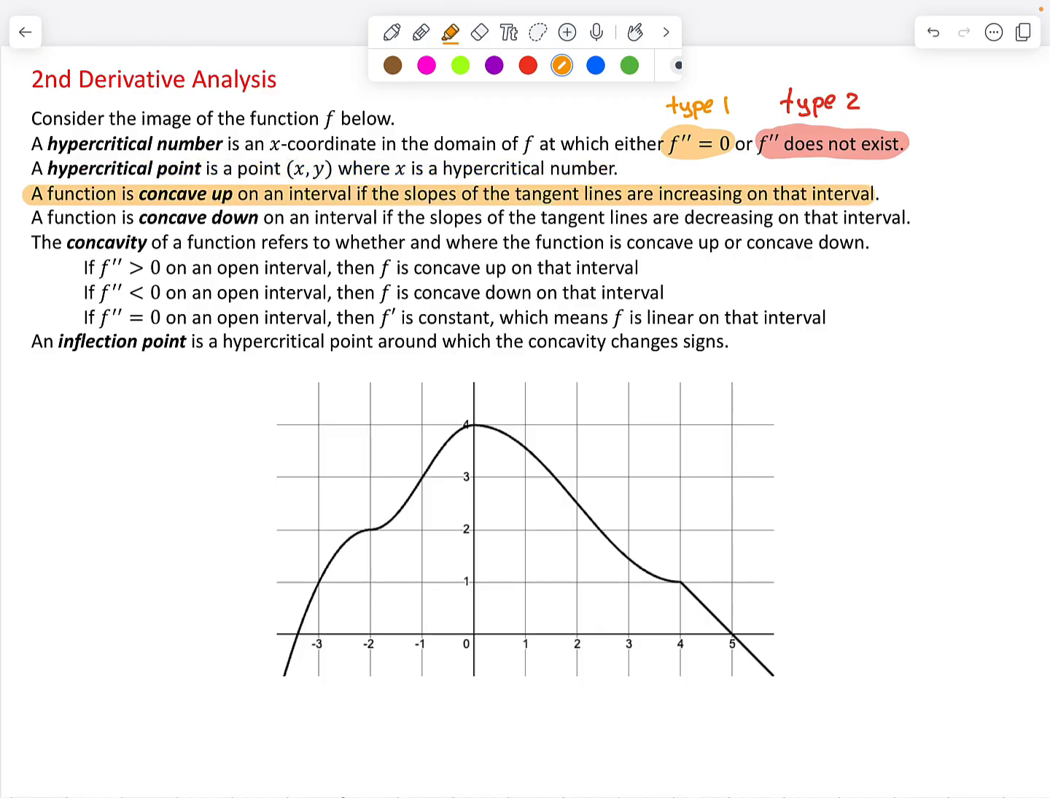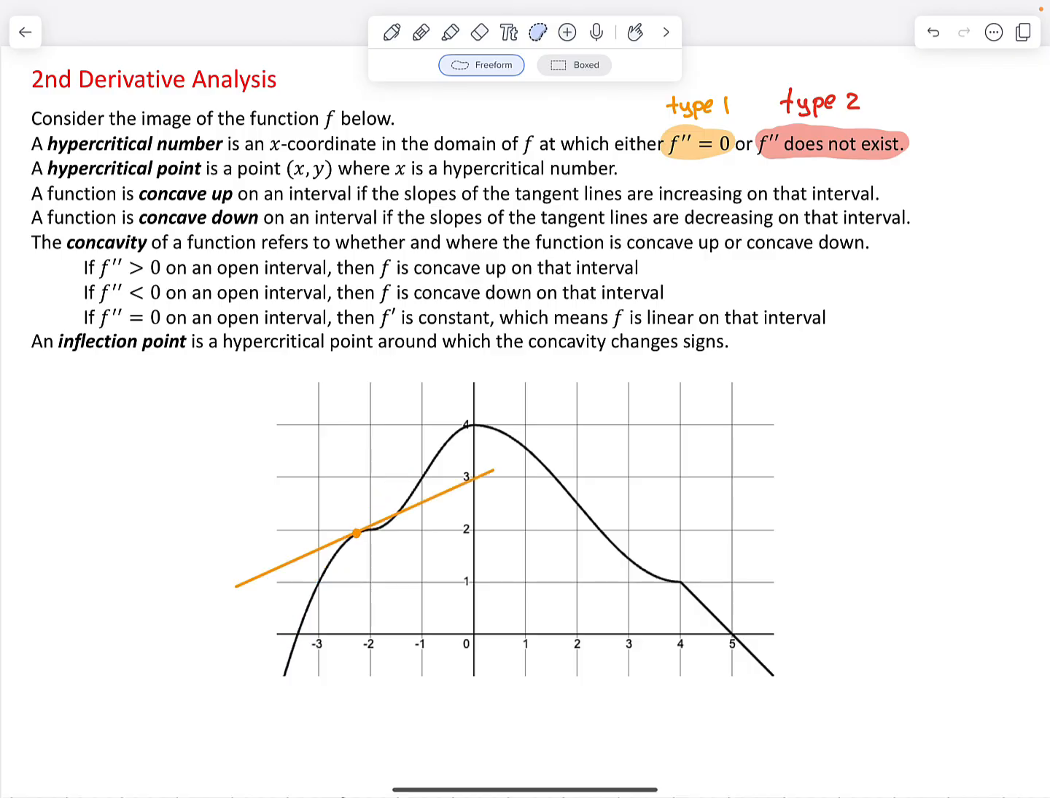Now a function is said to be concave up on an interval if the slopes of the tangent lines are increasing on that interval, and concave down on an interval if the slopes of the tangent lines are decreasing on that interval. So looking at the image below, let's focus on this first portion. Imagine a point on the curve, and then imagine the tangent line. As the input variable increases, what is happening to the slope of the tangent line?